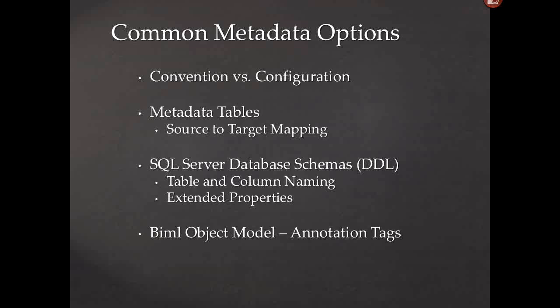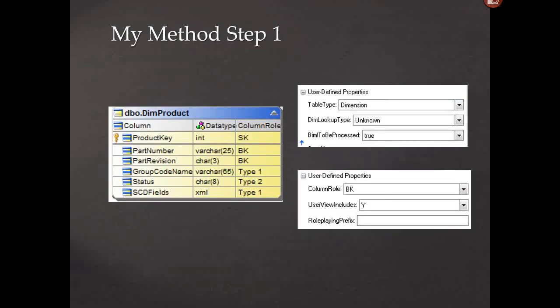But I also use the Biml object model and annotation tags, which I will show you in a minute. Annotation tags are these little descriptors that you can put on things like tables and columns, really any Biml object, and then have your C# or your VB.NET look for certain values and key off of them. And so this is the method I'm going to show you right now.